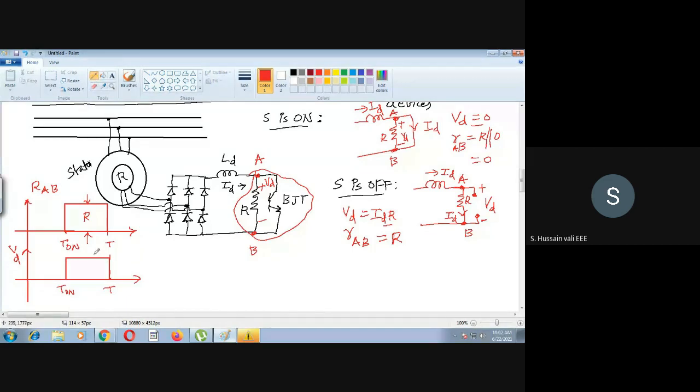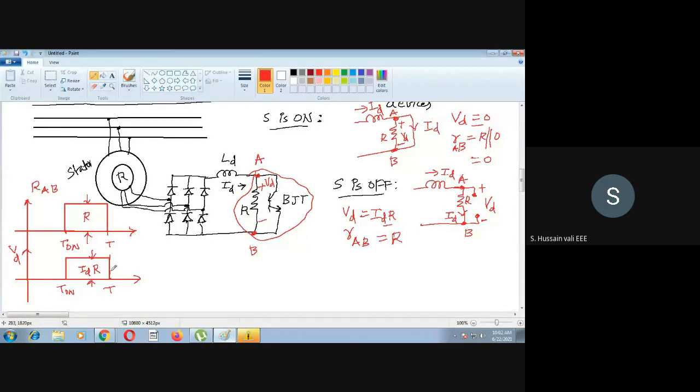Now what is the height of this one? The height of this one is ID into R. So this is the VD waveform. So once we got these waveforms simultaneously, then what we are going to do is find out the effective resistance. What is the effective resistance?